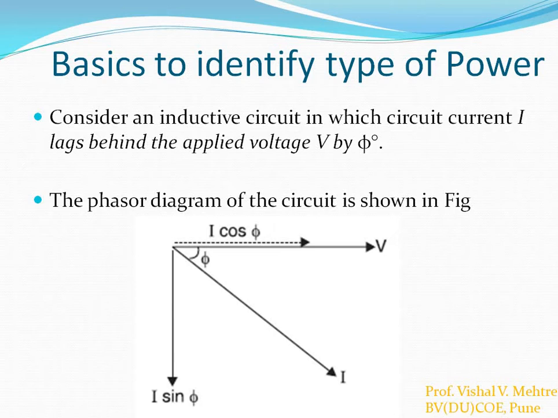In a resistive circuit, voltage and current are always in phase, so the angle between them is 0 degrees. Second is the inductive circuit, where current lags behind the applied voltage by a certain angle phi. And third is the capacitive circuit, in which current leads the applied voltage by angle phi.